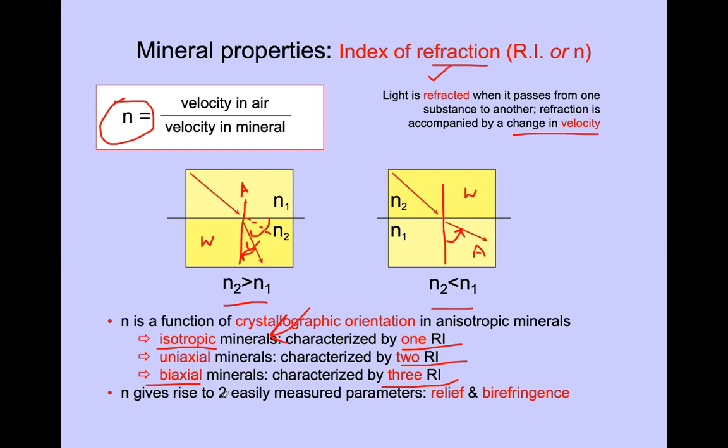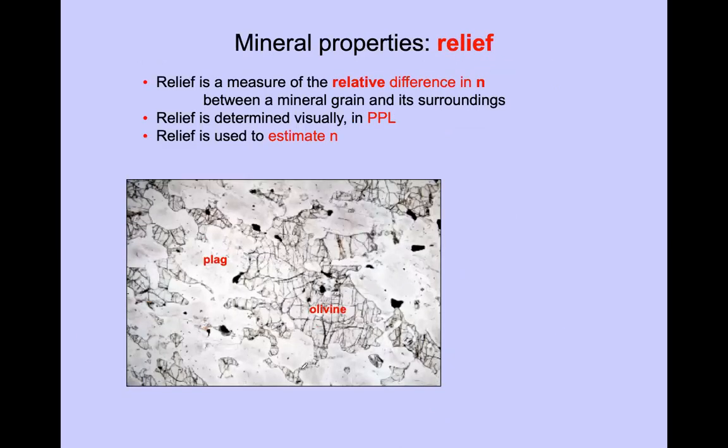So these are observable indirectly for us with two optical parameters. Previously we talked about color and pleochroism. Like that, we are seeing two other indirect properties based on the refractive index: relief and birefringence. We will see what these two special features look like in a thin section. So, relief is one feature.